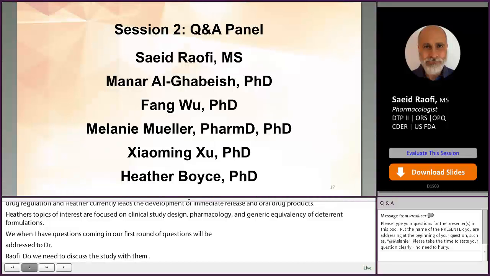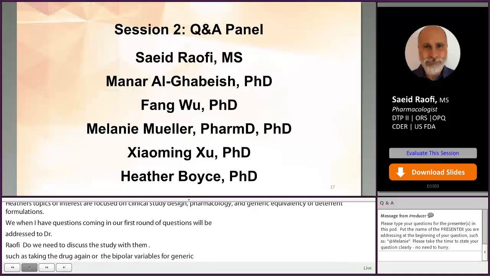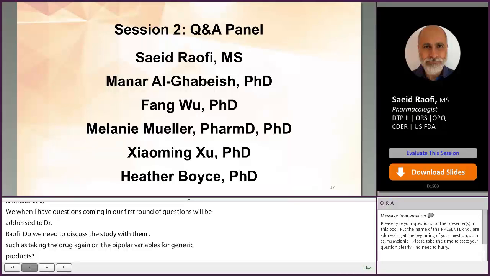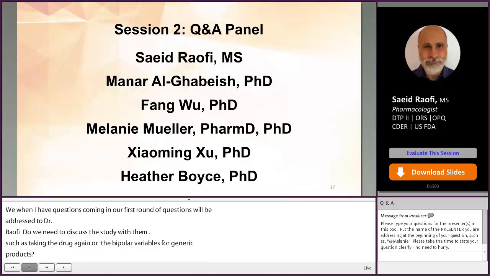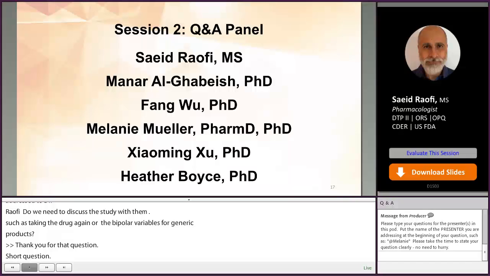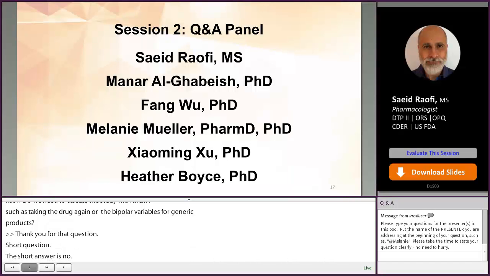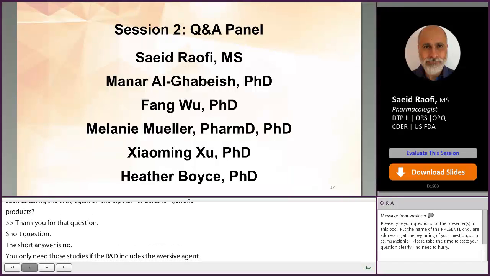Thank you for that question. A good question. The short answer is no. You only need pharmacodynamic endpoint studies if the RLD includes an aversive agent. And if the generic has the same aversive agent in an amount that's less than the RLD, or the generic has a different aversive agent than the RLD, those are the only situations where you will have to conduct pharmacodynamic studies.